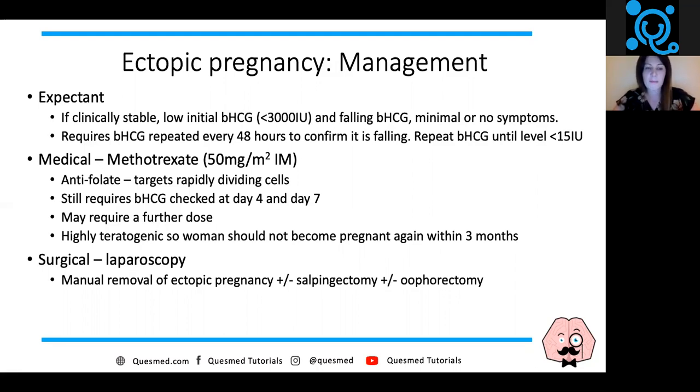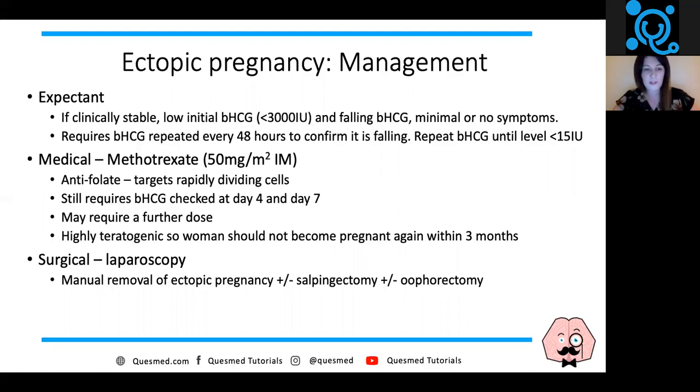Medical management is with methotrexate. Now, methotrexate is an anti-folate drug which targets rapidly dividing cells, essentially killing them off. This option also requires beta HCG checking at day 4 and day 7, and the woman might require repeat doses of methotrexate depending on those levels.